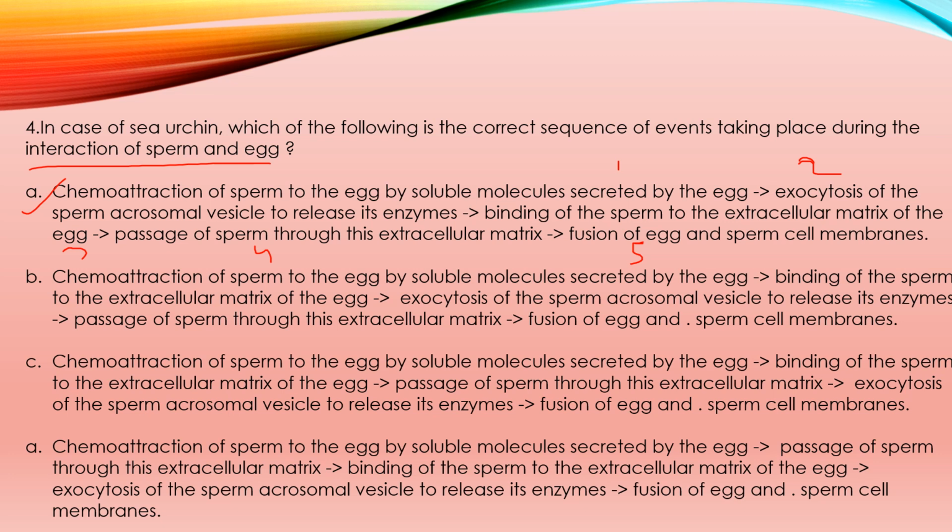Then option D is the chemoattraction of sperm to the egg by soluble molecules secreted by the egg. Yeah, that's right. Passage of sperm through the extracellular matrix. No, it's wrong. So the correct answer is option A. Sorry, by mistake, the correct answer is D.